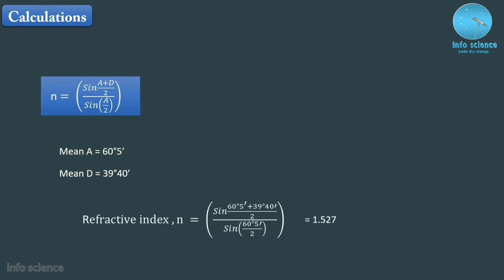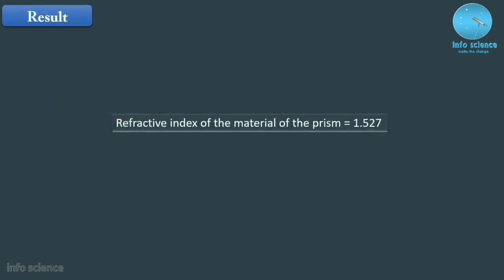By substituting the values, we are getting 1.527. So this is the refractive index of the material of the prism. So this is the experiment which we are carrying out for finding the refractive index by using a spectrometer. So now we are moving to the result part. This is the result: the refractive index of the material of the prism equals 1.527.